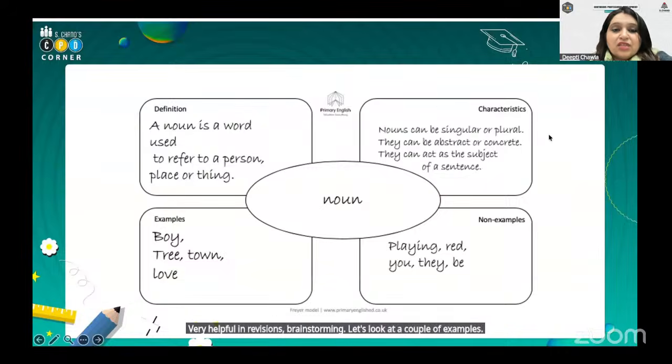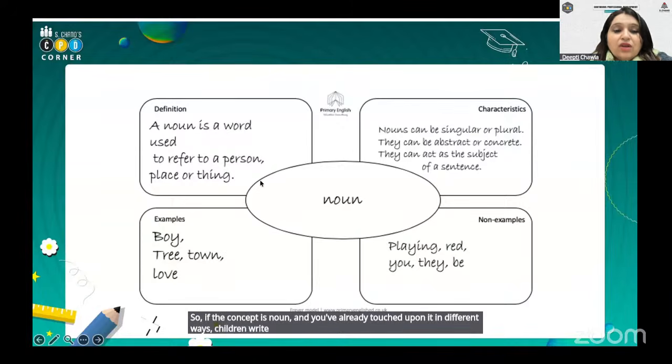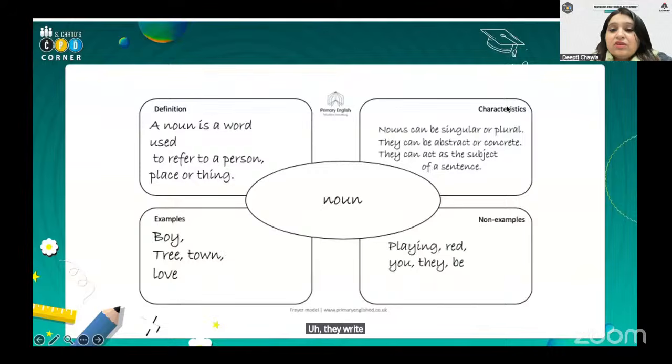Let's look at a couple of examples. So for very young grades, see how this works for languages. If the concept is noun and you've already touched upon it in different ways, children write the definition of noun, they write the examples, they write different characteristics of nouns, and then they write non examples, right? I hope this sort of clarifies what this is.